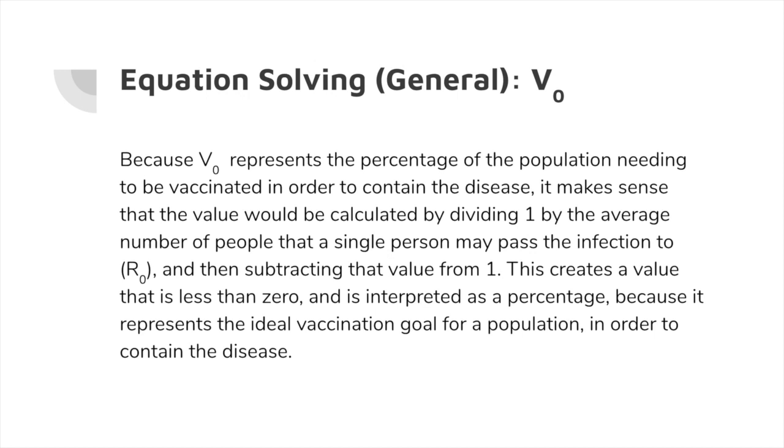So therefore, it makes sense that the value would be calculated by dividing 1 by the average number of people that a single person may pass the infection to, which, like I said, is R of O, which I researched, and then subtracting that value from 1. This creates a value that's less than 1, and it's interpreted as a percentage because it represents the ideal vaccination goal for a population in order to contain the disease.